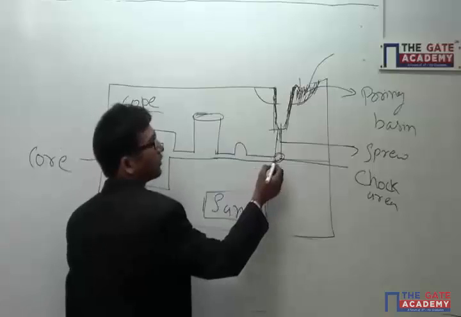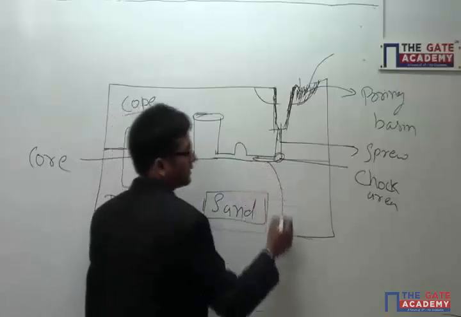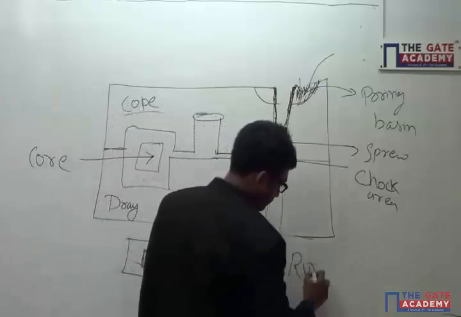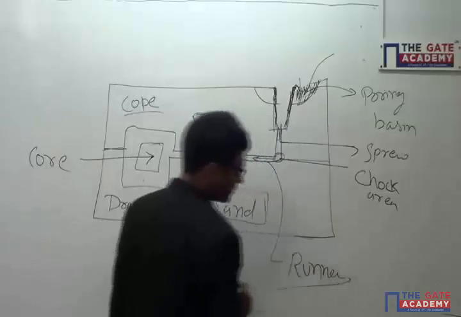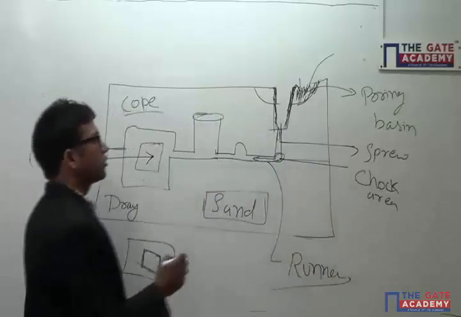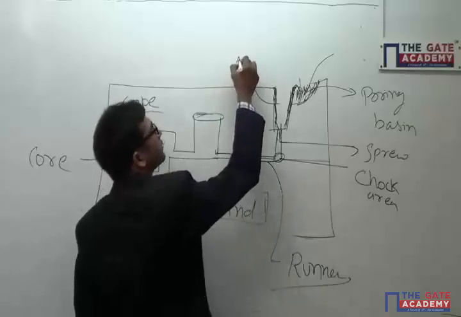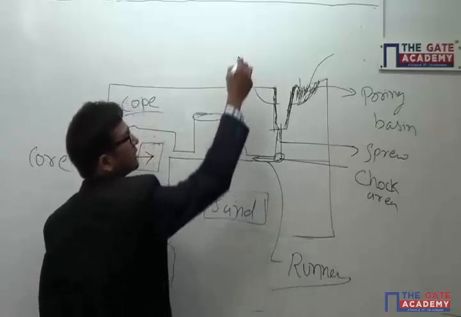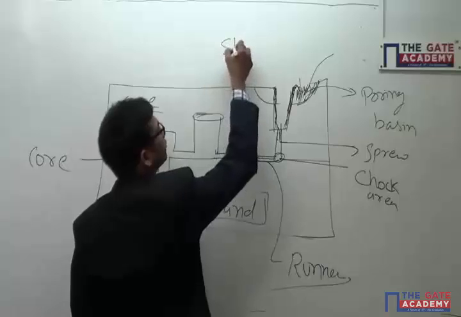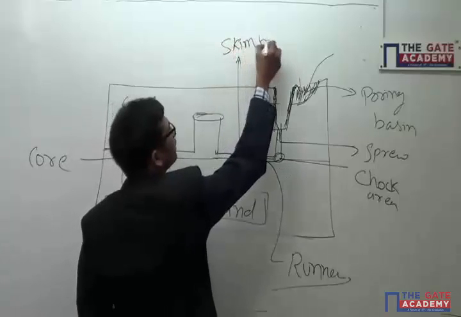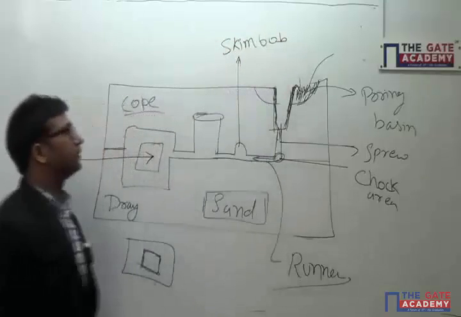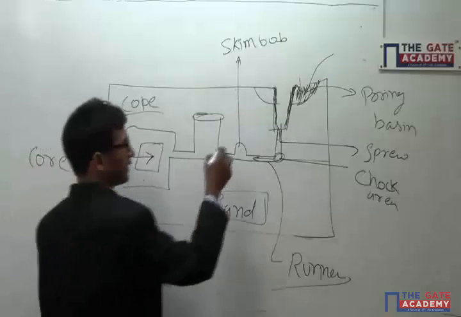Fine. So after the choke area, this passage is called your runner. So this upper portion is called your skim bob. Fine. So what is the use of this skim bob?